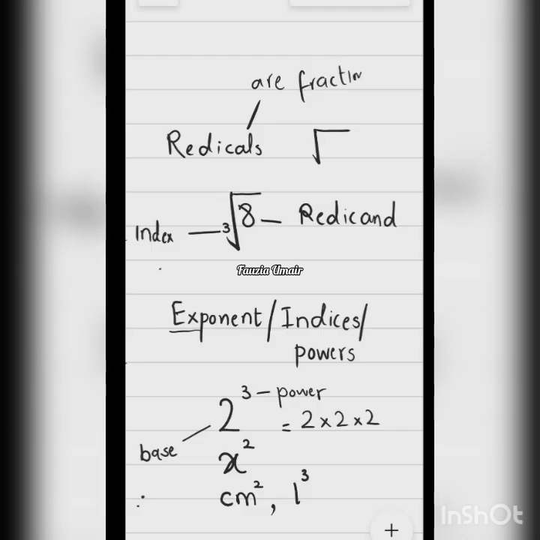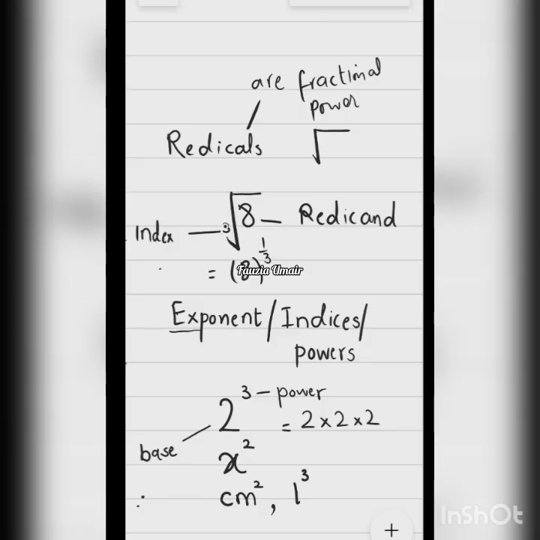So you need to remember this. Radicals are fractional powers. What does that mean? Whatever is the index of a radical, that will go in the fraction of that number. So if I want to write it in the index form or exponent form, I will write down 8 to the power, and now this 3 will go in the fractional power, so it will become 1 by 3. They are both equivalent forms.